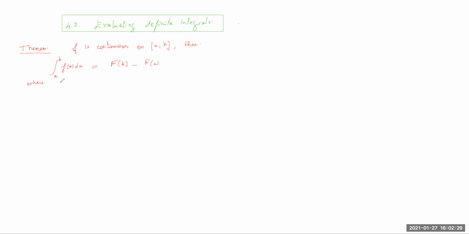capital F is any antiderivative of small f. We know that if we have one antiderivative, we can add any constant, and we then have an infinite family of antiderivatives. So capital F is an antiderivative, the derivative of which is small f. Okay, so this is the main theorem. It's very simple, you see.